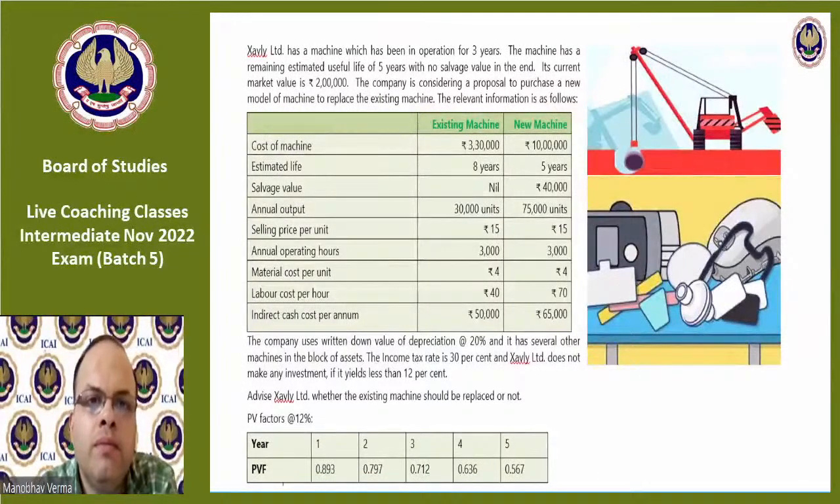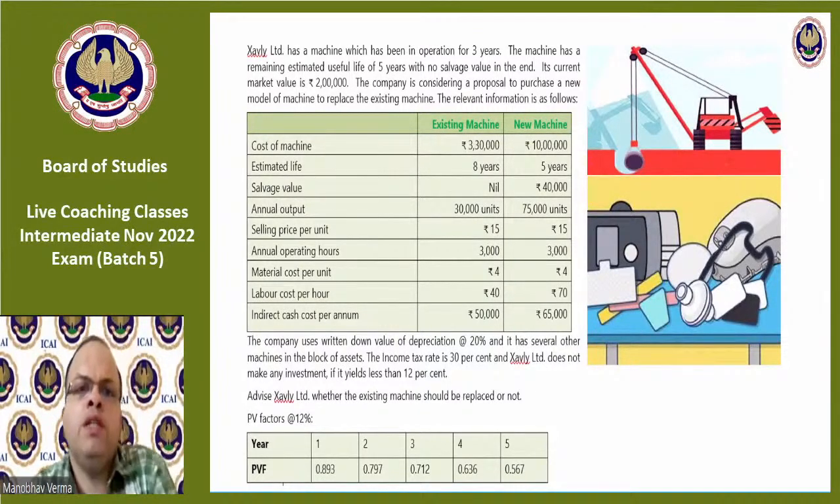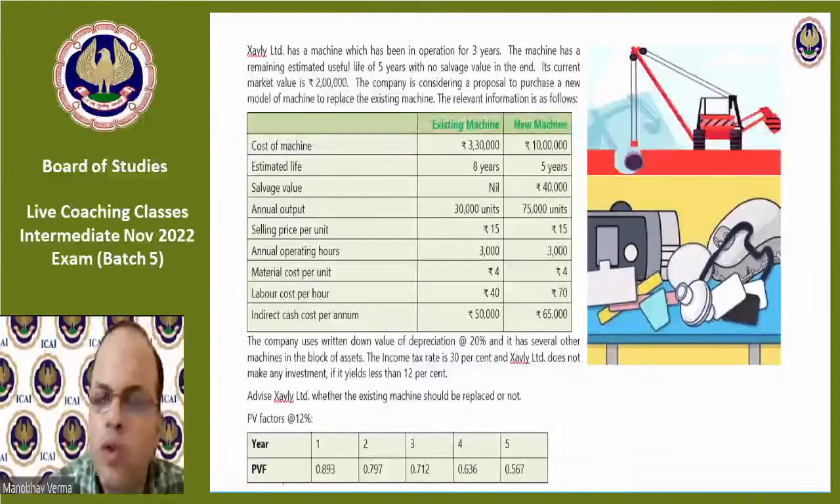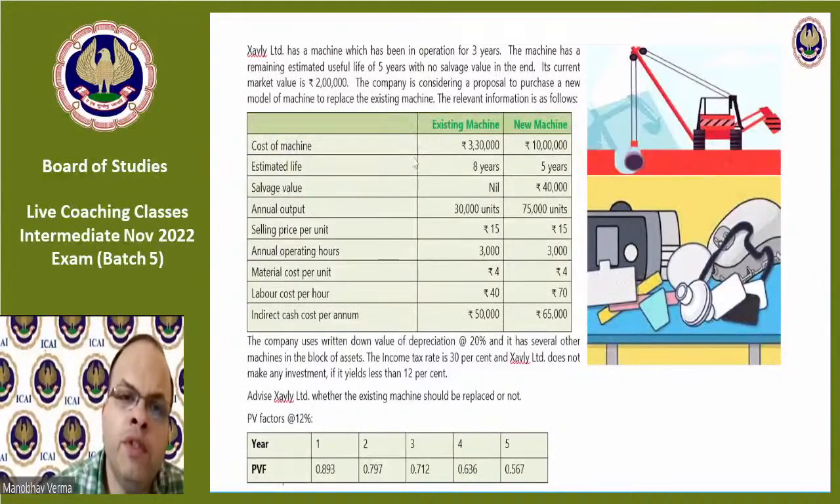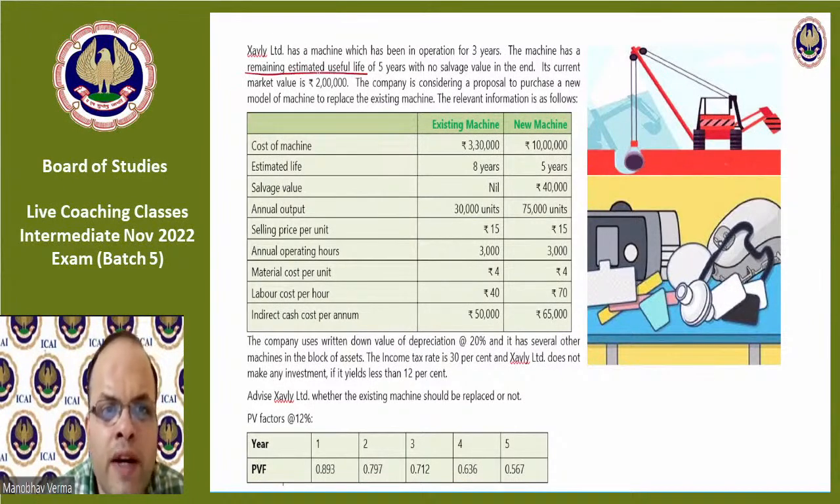And mind you, the old machine has already been in operation for 3 years, right? So if the old machine was already in operation for 3 years, and in the question they said estimated remaining useful life is 5 years, right? So that's okay now. 8 minus 3 is 5. And this is also for 5 years. So apple to apple comparison.